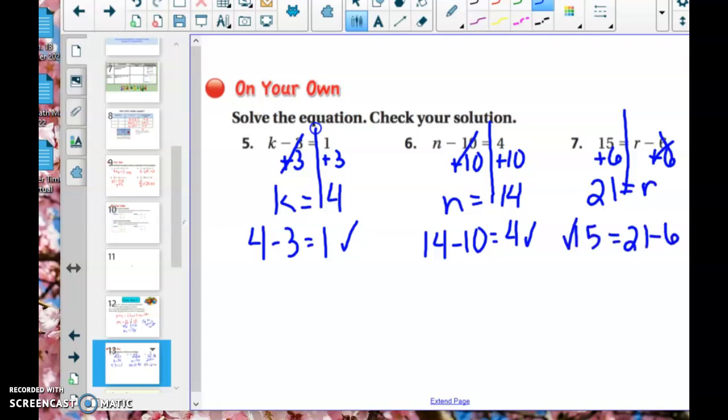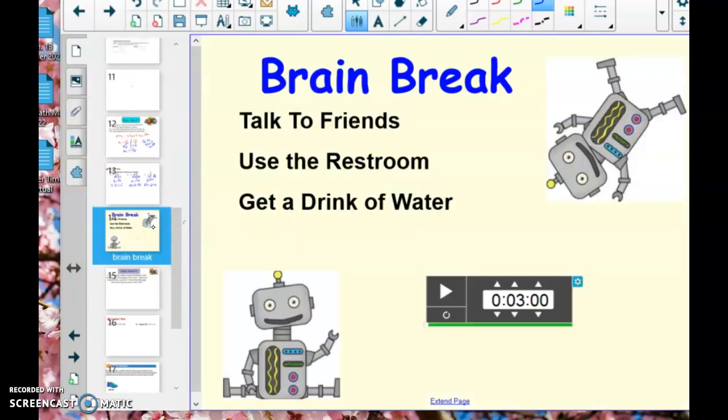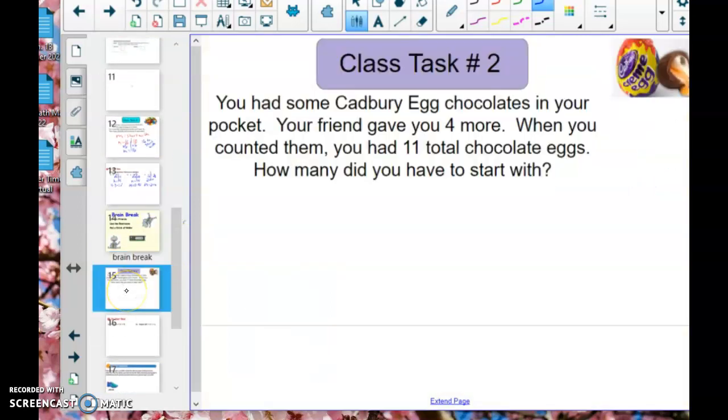And yes, it does. All right, students in person will take a little brain break, but we will keep going. So you had some Cadbury egg chocolates in your pocket. Your friend gave you 4 more. When you counted them, you had 11 total chocolate eggs. How many did you have to start with?